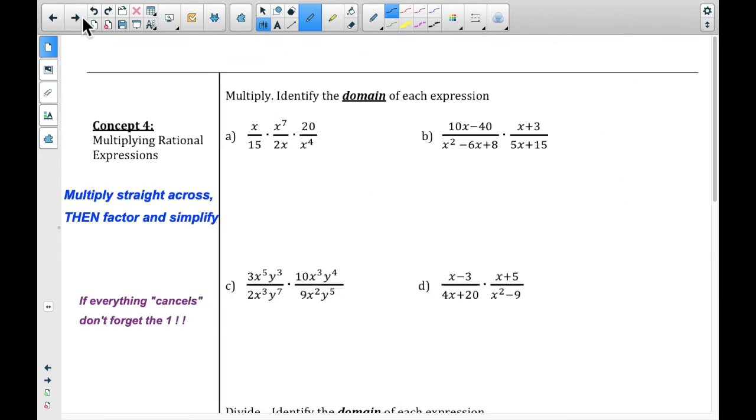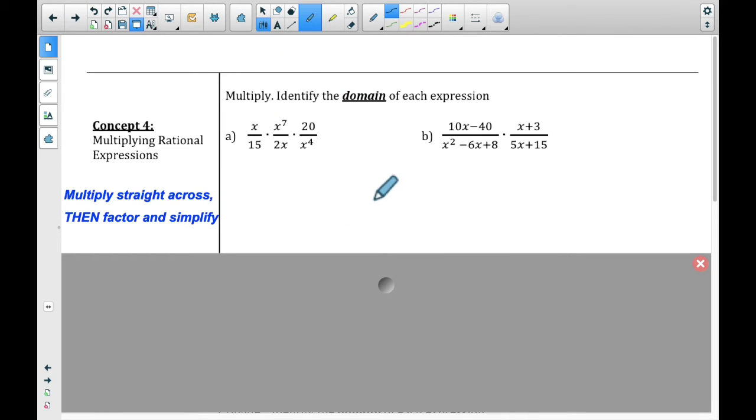Let's flip the page. Okay, there are various ways that people do this. And when you get a lot of experience, then you can start deciding how you want to do it. But right now, I think the best way to go is to multiply straight across, and then after you've multiplied, go ahead and factor and simplify. If you go out of order, it just starts to get really messy. So let me show you what I mean.